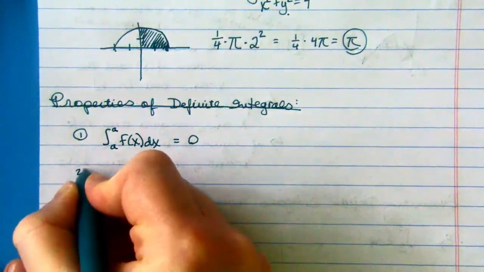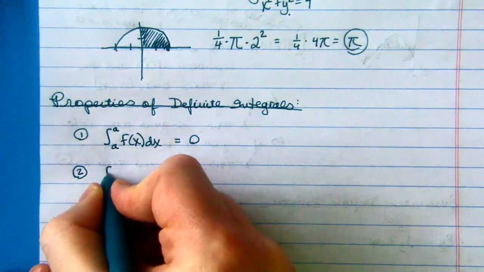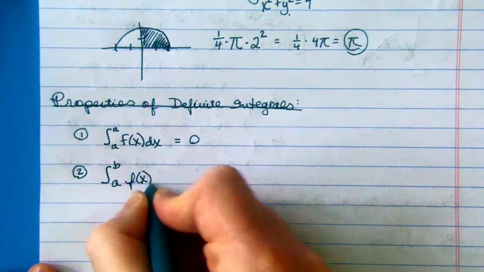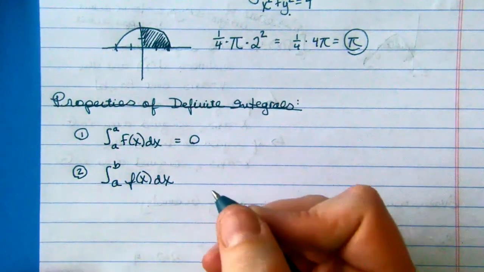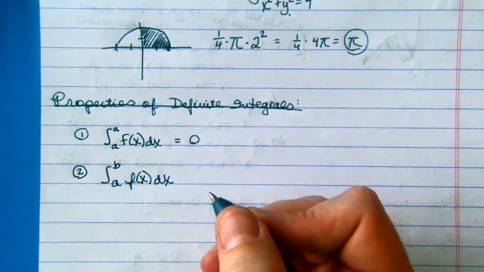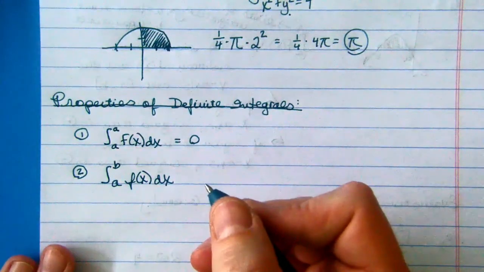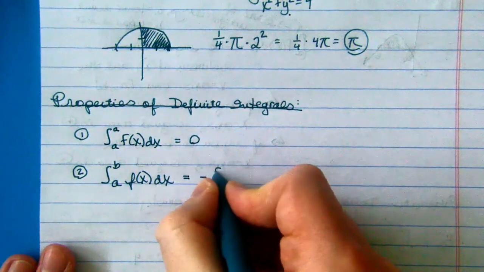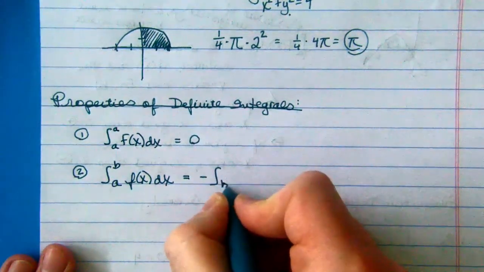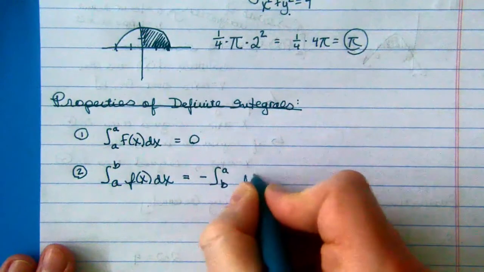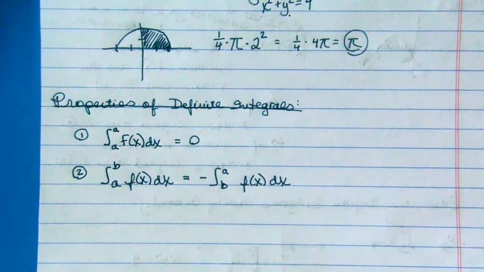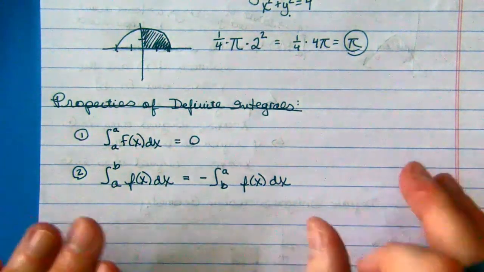Number 2, if I give you the integral from a to b of f of x dx, we're allowed to switch the order of our limits of integration if we also change the sign of our answer. This is going to equal negative the integral from b to a of f of x dx. Later on, we're going to get into why we would have to do this. Right now, we're just going to focus on the calculations.